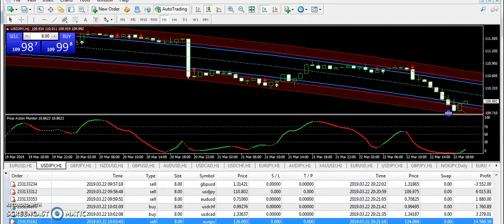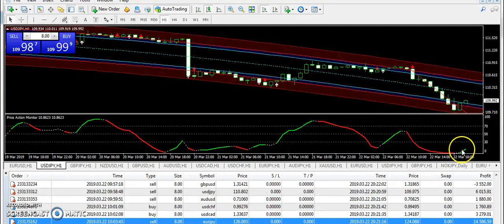Moreover, the price monitor is here to help you. When it changes its color to green, it means you need to buy. When it changes its color to red, it's giving us a sell signal, and this is how we use the trading system. Okay guys, this is all about today's analysis.